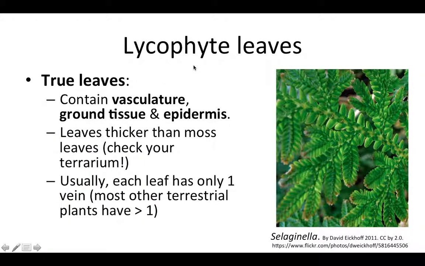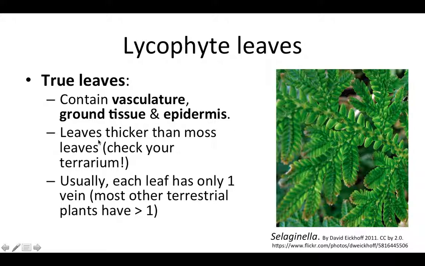Lycophytes have true leaves. Mosses have things that look like this, but they're not true leaves. The reason is that as we defined leaves when we talked about plant organs, we said that like all plant organs, a leaf has to have 3 layers. It has to have vasculature, it has to have ground tissue, and it has to have an epidermis. Well, mosses do not have true leaves because they don't have true vasculature, so therefore they can't have this component. Lycophytes, they do have vasculature. As a result of this, they are able to have thicker leaves.